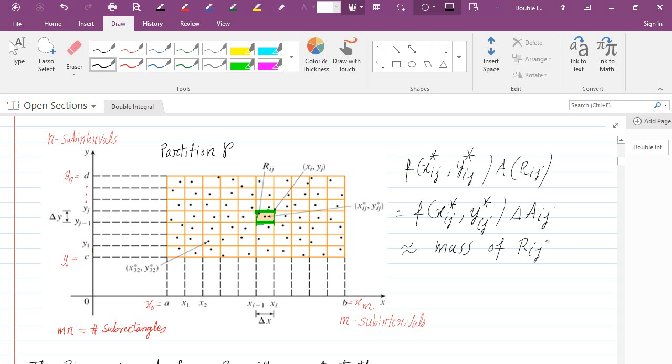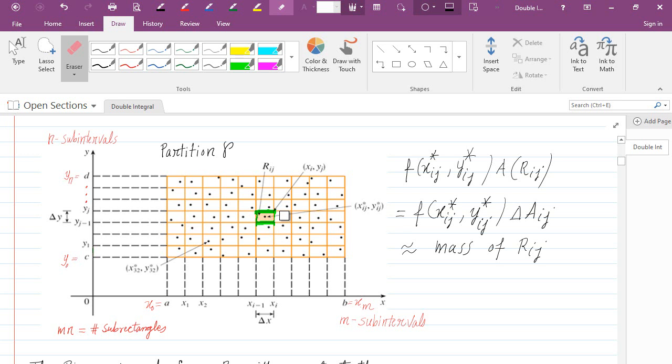So again, the idea is that we divided the rectangle into m vertical strips and n horizontal strips, and then I'm focusing on the subrectangle that is given by the ith vertical strip and the jth horizontal strip, and I'm calling that R i j. I'm taking a point here which I'm labeling as x i j star, y i j star, and assuming that this is very tiny, we can assume that the density over this subrectangle is constant.